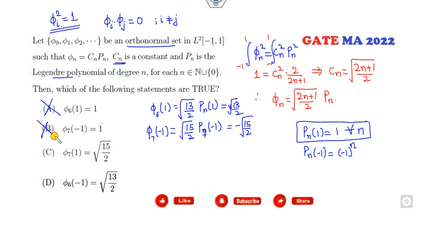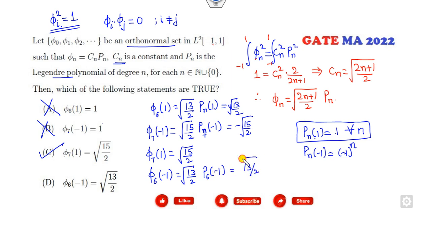But it said 1. Phi of 7 at 1. What is phi of 7? Root of 15 over 2. And P7 of 1 is 1. So it's the right answer. Phi of 6 at minus 1 is root 13 over 2, and P of 6 at minus 1: when n is equal to 6, it's plus 1. So this 13 over 2 is the right answer. So C and D are the correct answers.